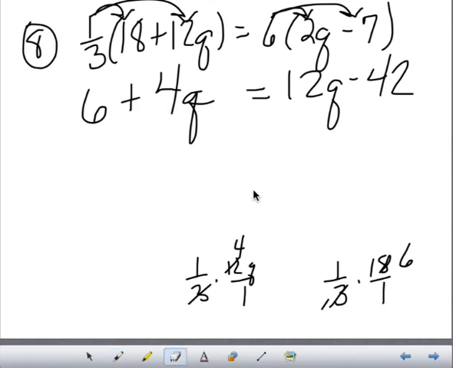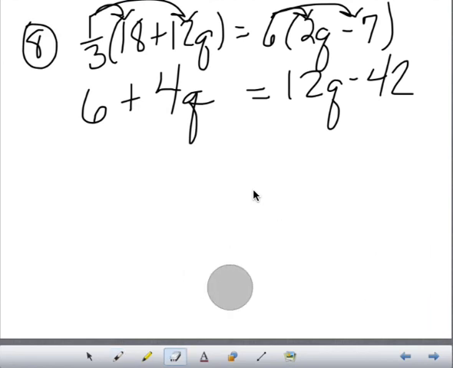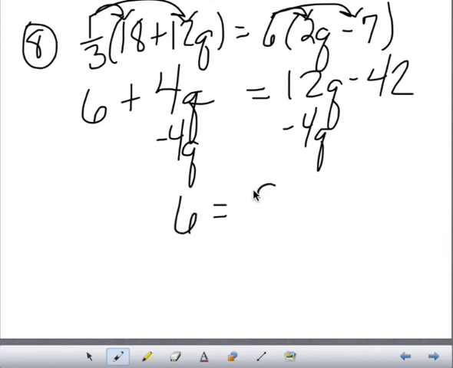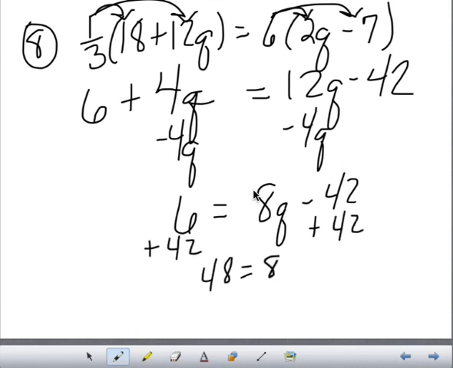Now, once I've done that distributive property, it's just like the problem I did before this. I've got my q's on both sides. So let's get the q's on one side of the equation. So I get 6 is equal to 8q minus 42. Add 42 to both sides. 48 is equal to 8q. Divide by 8. So 6 is equal to q.